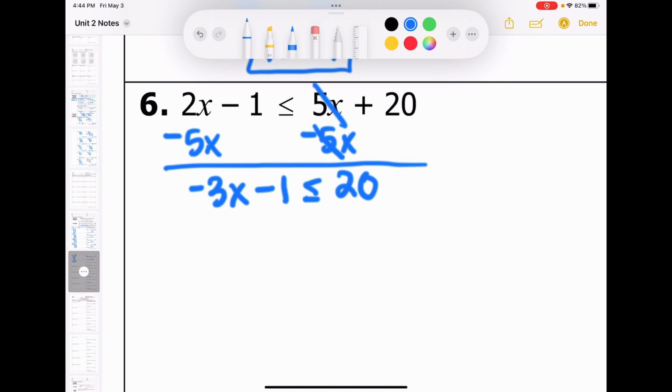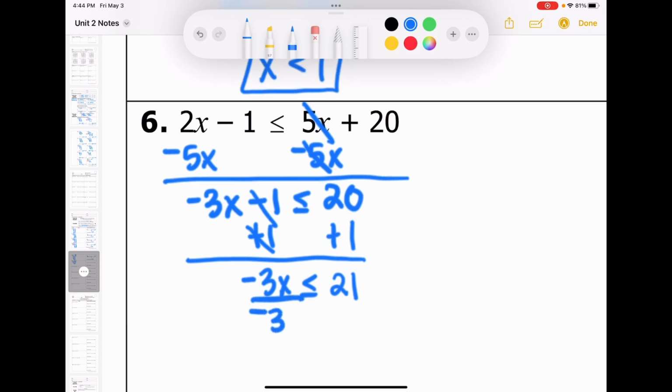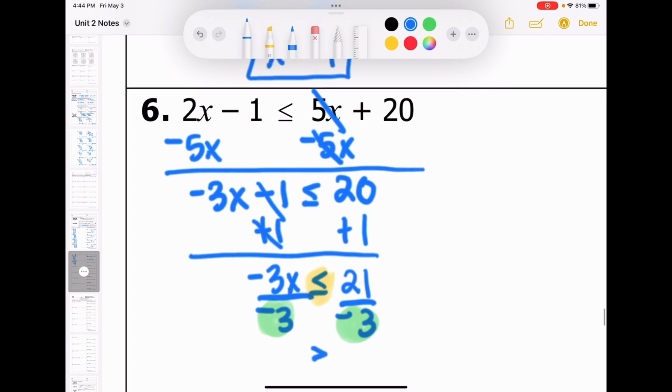Now I need to move all my regular numbers to the right side. So I'm going to add 1 to both sides. So I'm left with negative 3x is less than or equal to 21. Then I need to get rid of that negative 3, so I'm going to divide both sides by negative 3. I'm dividing by a negative number, so remember, my inequality sign is going to flip to greater than or equal to. Then I have x is greater than or equal to negative 7.